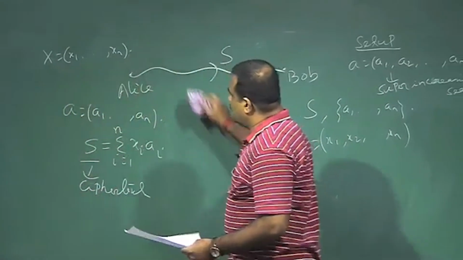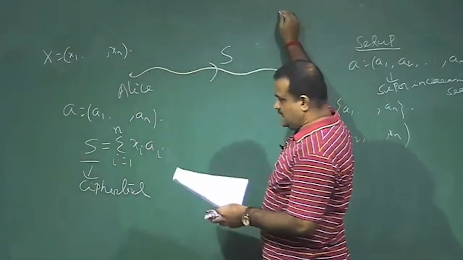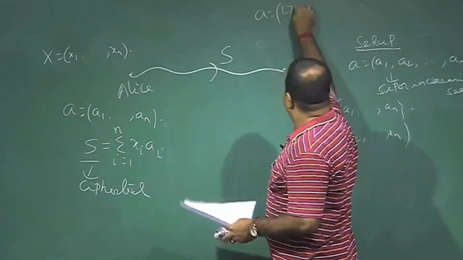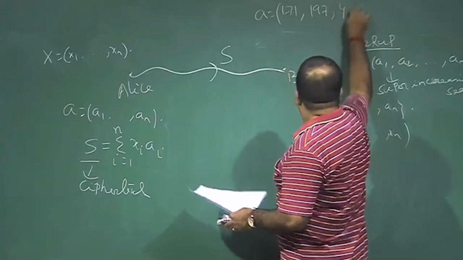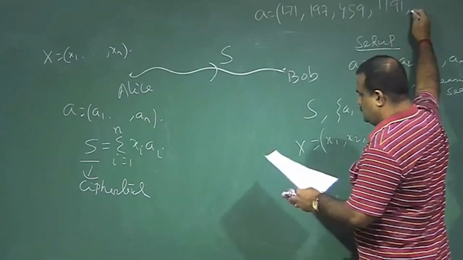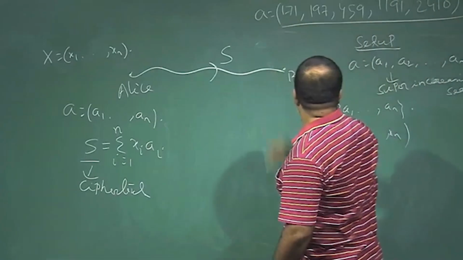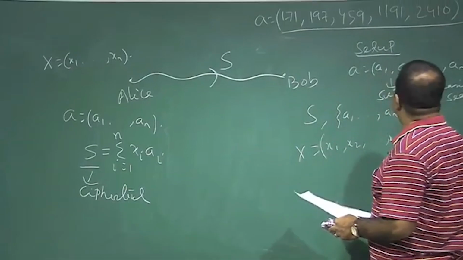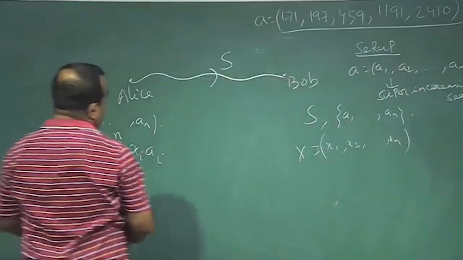Okay, suppose the super increasing sequence is, say, 171, 197, 459, 1191, 2410. Suppose this is the super increasing sequence we are using here. Okay, so this is n equal to 5.